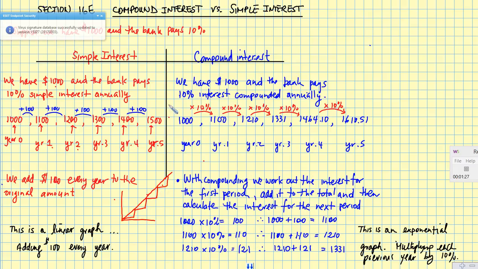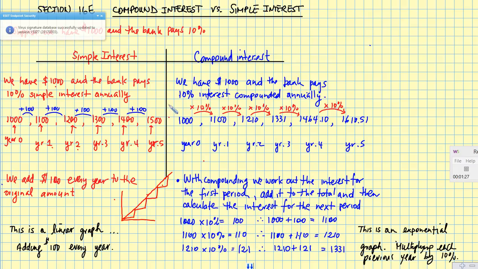So I go ahead 1 year, from 0 to 1 year, it's $100 more. I go from year 1 to year 2, it's another $100, and so forth. So that turns out to be a linear graph where we're adding $100 per year. If we were to compare that to compound interest.